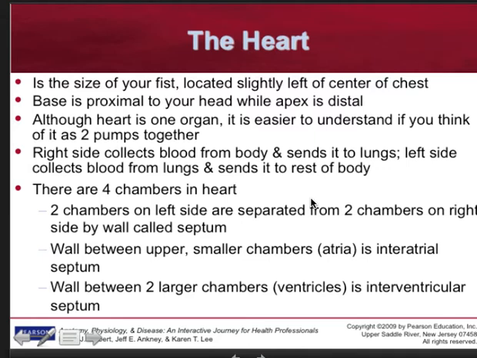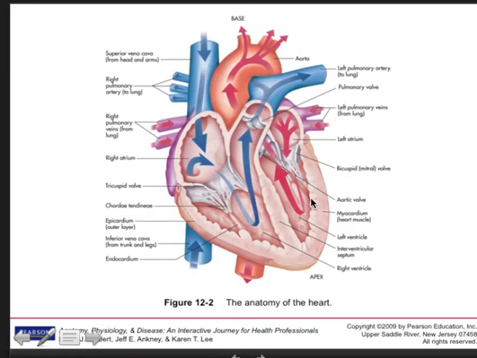And so the pulmonary circulation doesn't have nearly as high pressure in it because the distance between the heart and the lungs is very short, whereas in the systemic circulation the pressure is much, much higher. And so this is just a diagram showing you the blood flow through the heart.